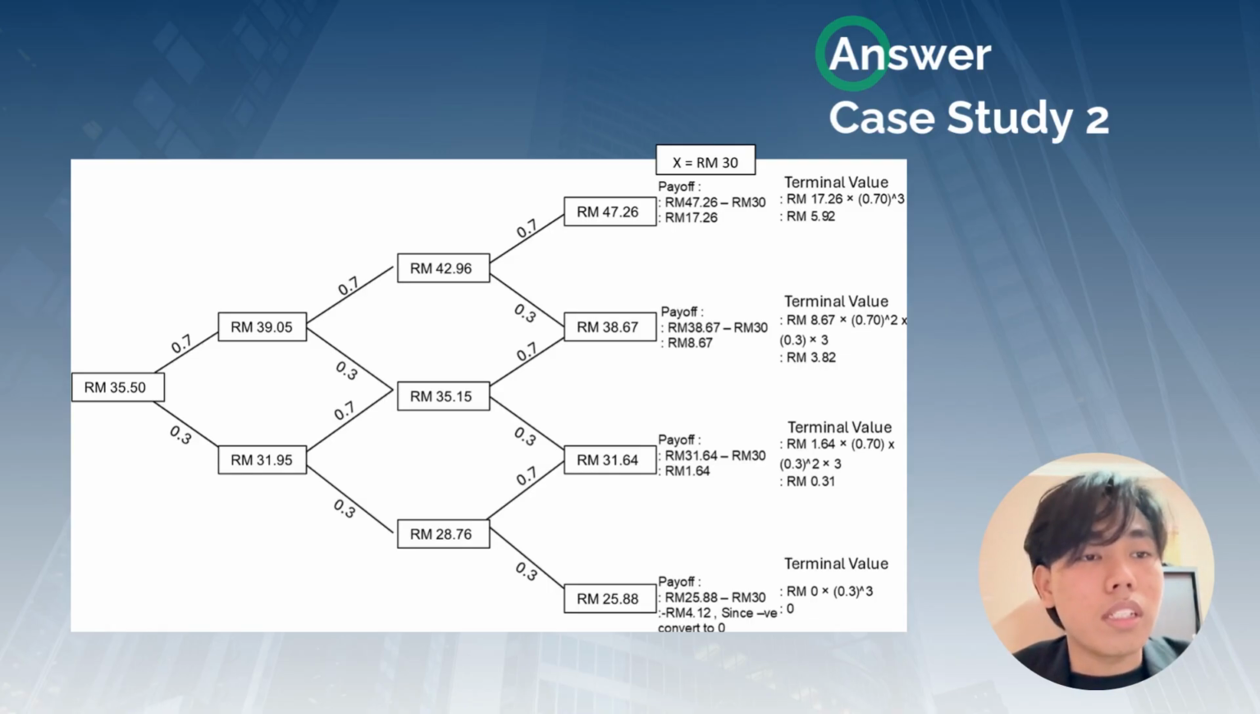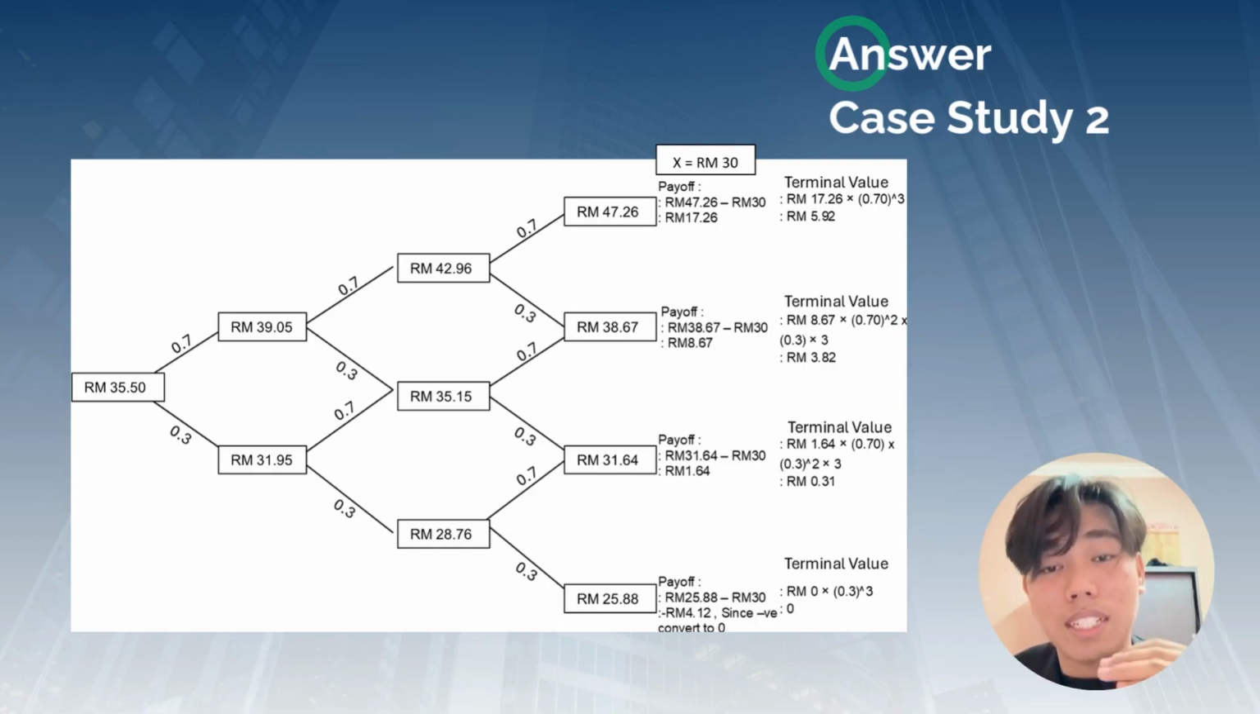After we get all these call option payoffs, we can see that for the last box, the bottom one, we get a negative call option payoff. Basically, when we find a payoff that is negative, the option payoff needs to be converted to equal 0.